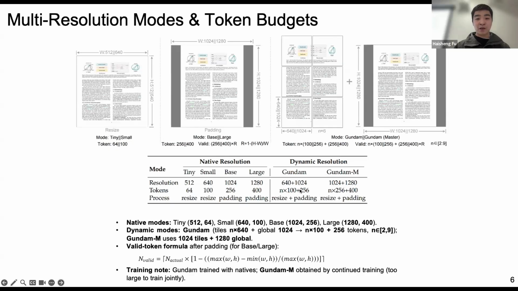For example, they call this pattern Gundam patterns. Its resolution is 600 at 1022. And we can see its tokens are dynamic. It has a formula to calculate that. This N denotes the tile. It looks like this picture.